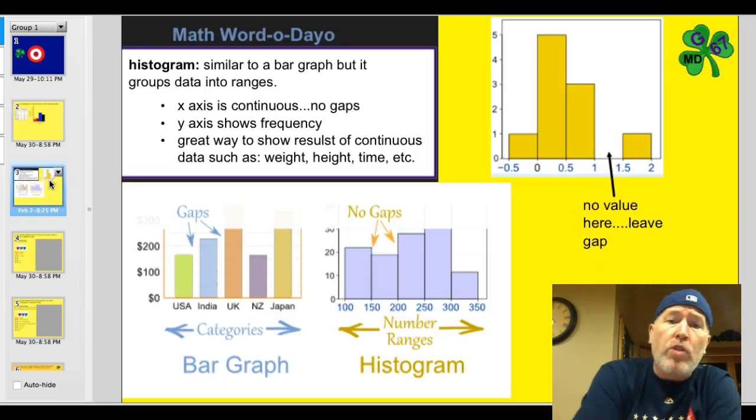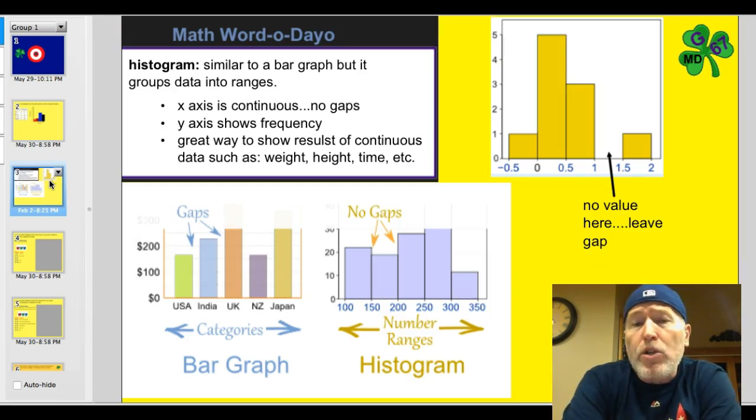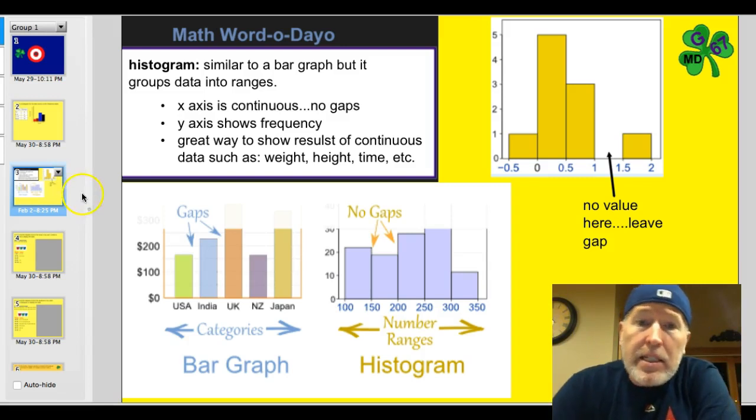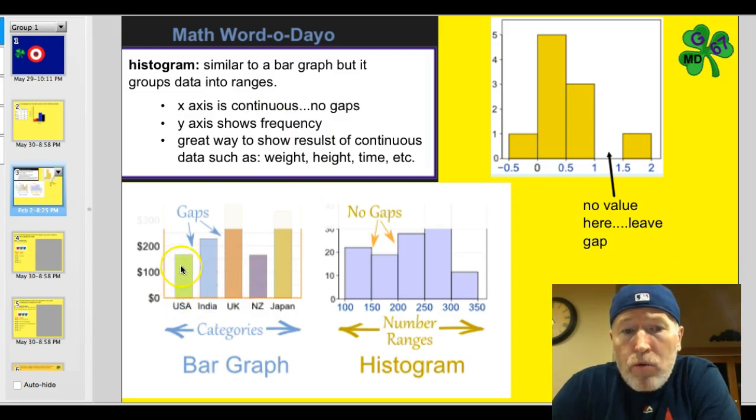histograms. So a histogram is similar to a bar graph, but it groups data into ranges, as I explained in that first slide. The x-axis is continuous. There are no gaps. Take a look at this one. This is a bar graph. These are discrete groups: US, India, UK, etc. This one here is continuous. See the number ranges? This is from 100 to 150, from 150 to 200, 200 to 250. And notice it starts at 100 and it takes you solid all the way through to 350. These are not discrete categories here. These are ranges.